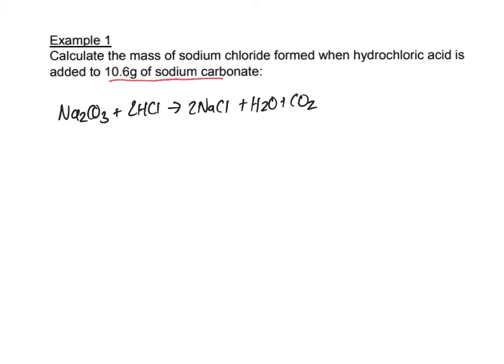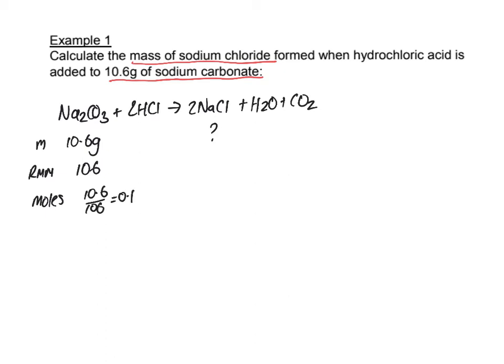If I look at the question, I can see I'm being asked for the mass of sodium chloride and I've been given the mass of sodium carbonate. So my mass of sodium carbonate is 10.6 grams and I'm being asked for the mass of sodium chloride. In chemistry, we can't work with masses, so we have to work in moles. Therefore, I'm going to convert my mass to moles. And to do that, I need the relative molecular mass of sodium carbonate, which is 106. I now can get my moles, which are 10.6 over 106, which is 0.1 moles.